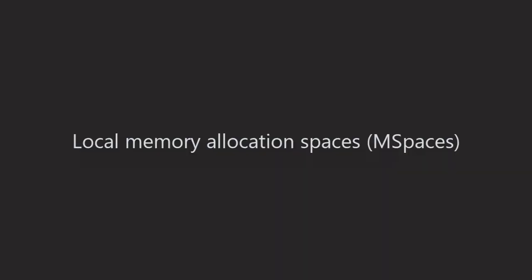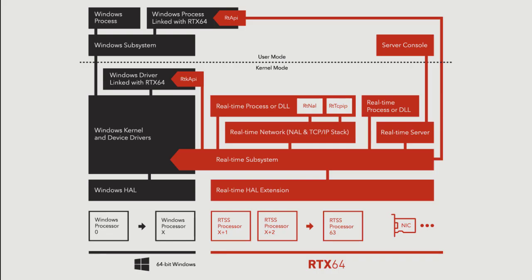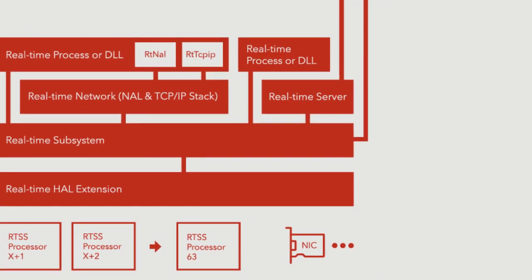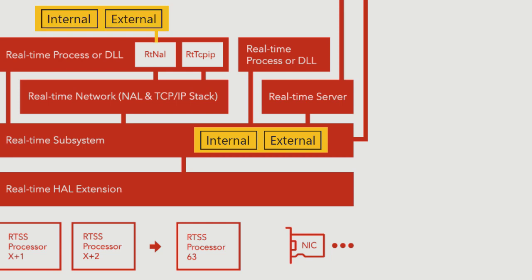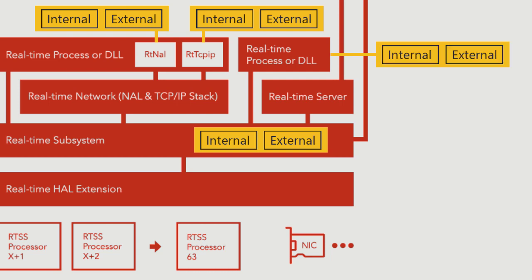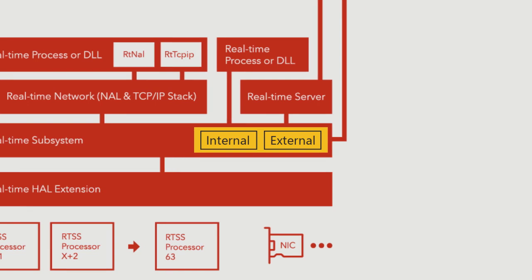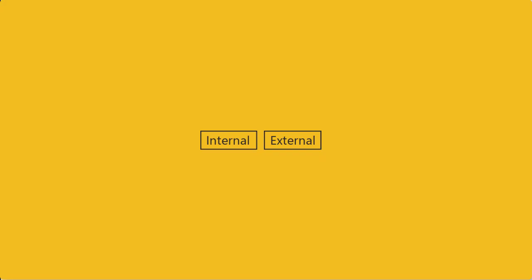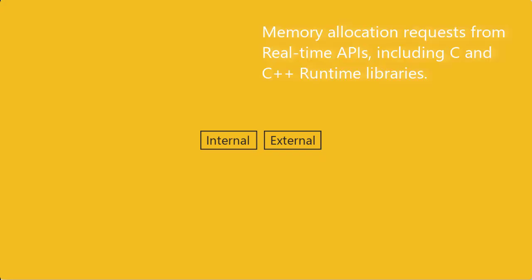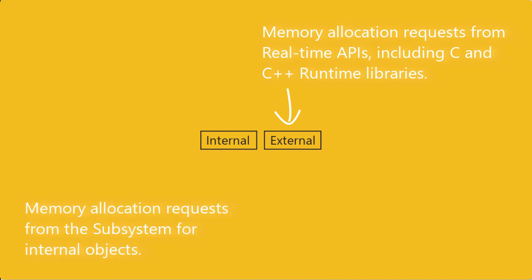The local memory configuration contains multiple MSpaces. The RTX64 subsystem, network abstraction layer, and TCP/IP stack, along with RTSS processes and proxy processes of Windows applications, each has an internal MSpace for internal objects and bookkeeping, and an external MSpace for process-explicit allocations. Memory allocation requests from real-time APIs, including from C runtime libraries, are allocated within the external allocation space. Memory requests from the subsystem for internal objects are allocated within the internal allocation space.